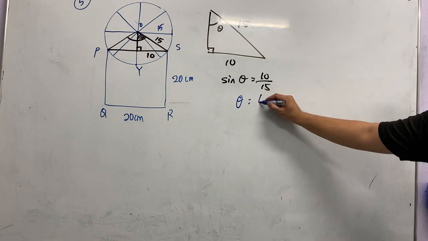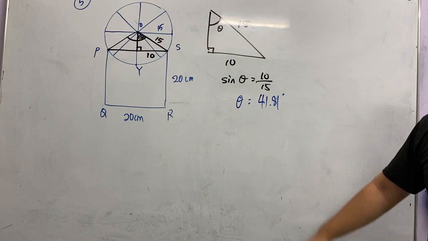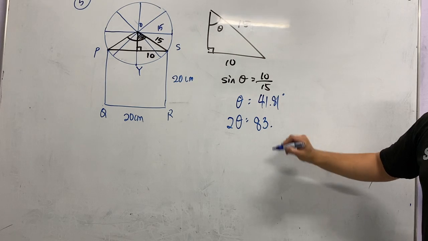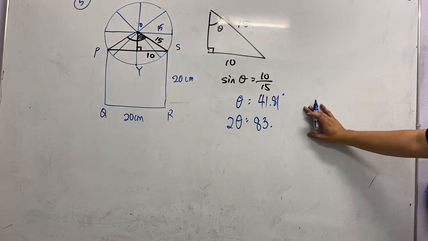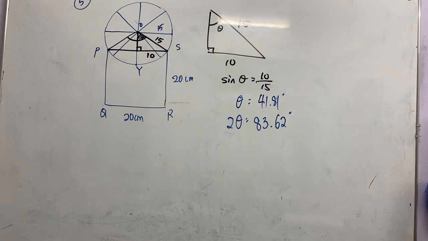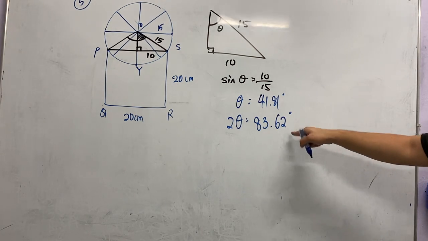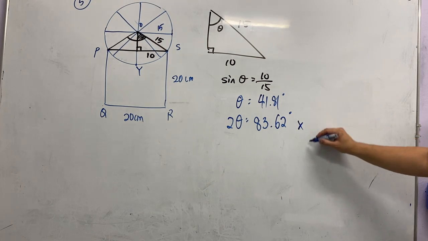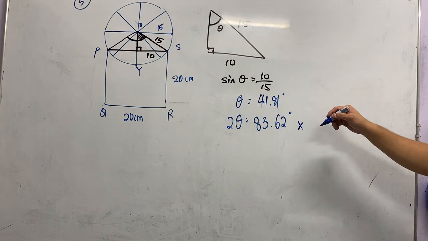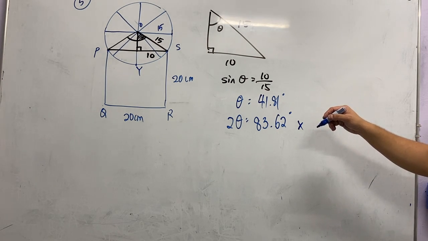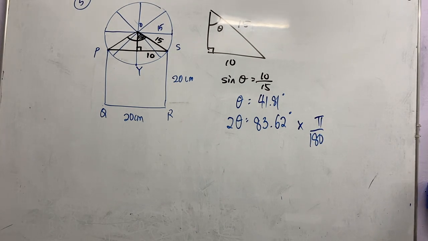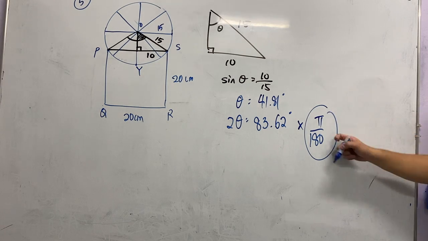41.81 kan? Okay, get 41.81. This is degree kan? So kalau you multiply by 2 boleh kan? 2 theta is 83.62 degree, right? But then again, remember ini bentuk degree kan? Nak tukar jadi radian apa dapat? Multiply by pi over 180. Okay, now how many of you find this is difficult?